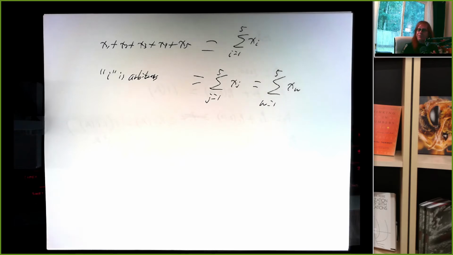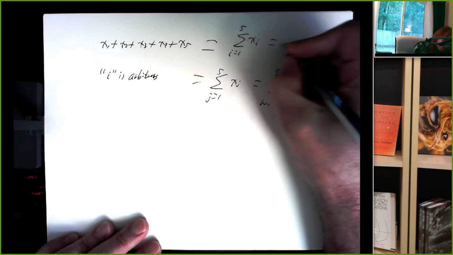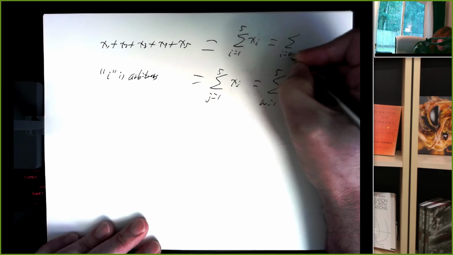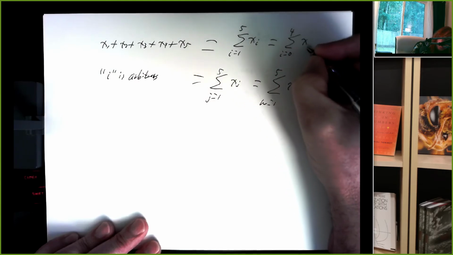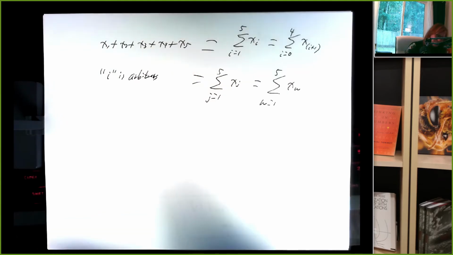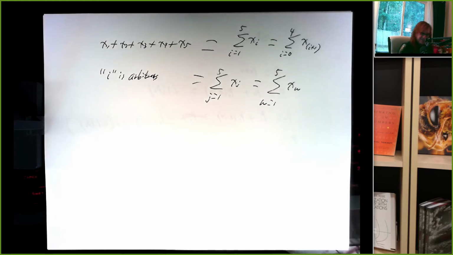And we can play around with subscripts. I could also write this as the sum from i equals 0 to 4 of x subscript i plus 1. And it's exactly the same thing.